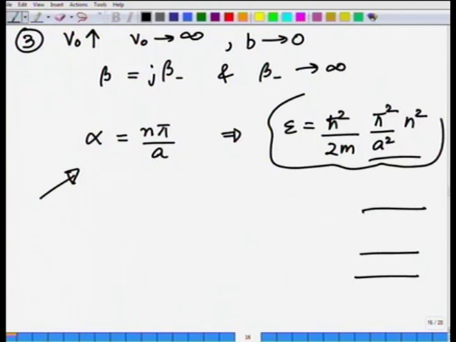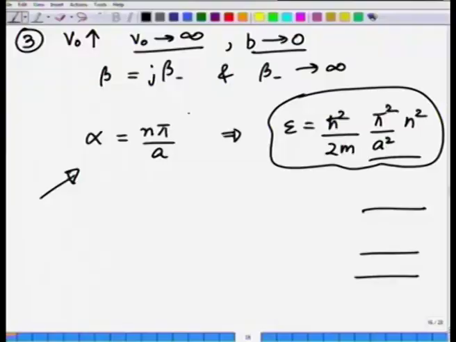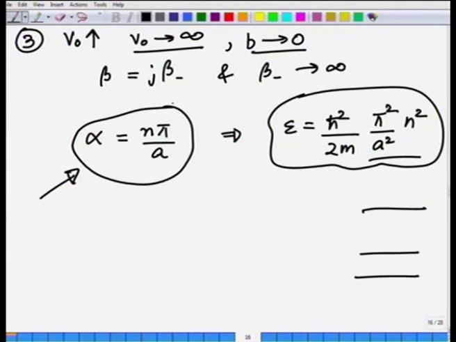As I have shown here, when V 0 goes to infinity and that B goes to 0, of course V 0 going to infinity means zeta goes towards 0. So, use equation A 1 to see if you can simplify to this energy. If you can simplify that alpha is equal to this quantity, then you will get your solution. So, these are a few observations which can be made here.